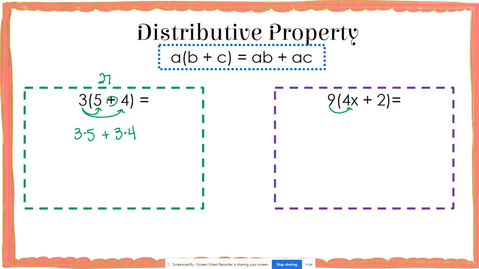So if I do 9 times 4x, 9 times 4 is 36. So 9 times 4x is 36x. Then I'm going to multiply 9 times 2. When I multiply 9 times 2, I get 18. So I'm going to write plus 18.